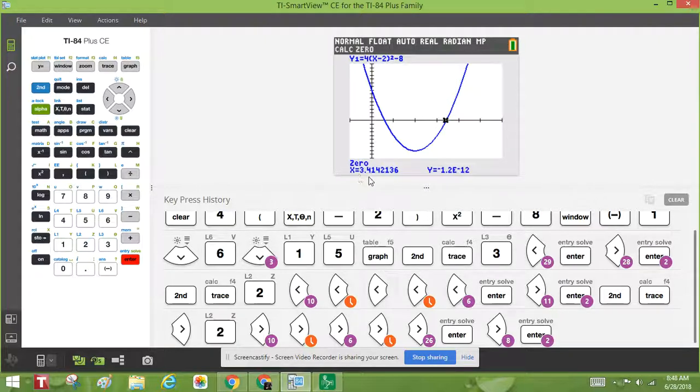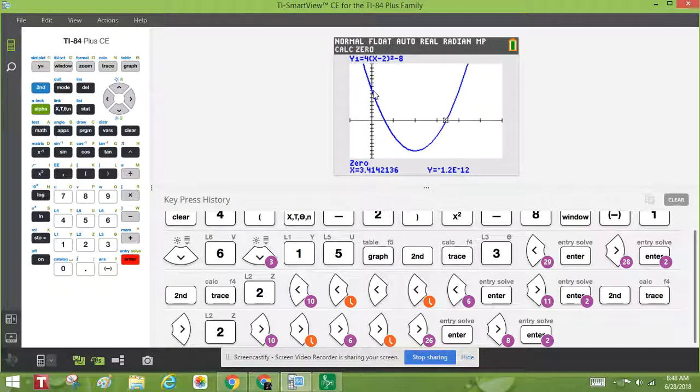And I get 3.41. And now this here, this is -1.2 times 10 to the -12. So that would be 0.00000000000012. So obviously that would round to 0. So watch for that on your calculator because this really just rounds to 0. All right, so now we found the vertex, we found the two intercepts.